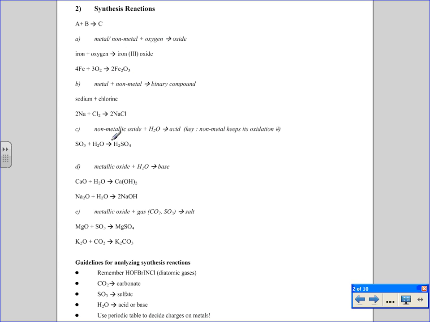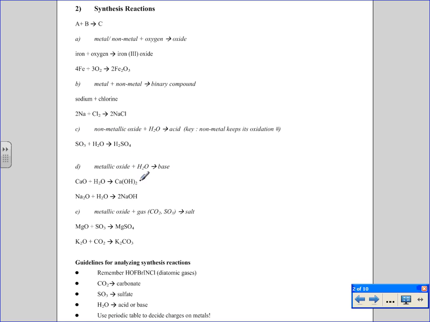Now, these next two are specific synthesis reactions that you need to be able to recognize. If you have a non-metallic oxide, so a non-metal with oxygen, and you react it with water, you will produce an acid. Something like SO3, which is a non-metallic oxide, reacted with water makes an acid. On the other hand, the metallic oxide, so a metal with oxygen, reacts with water to produce a base. So these are opposites. The non-metallic oxide produces acids. The metallic oxide produces bases.